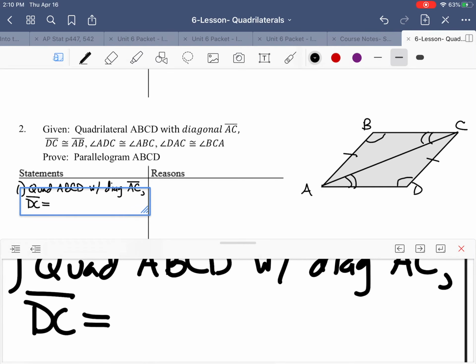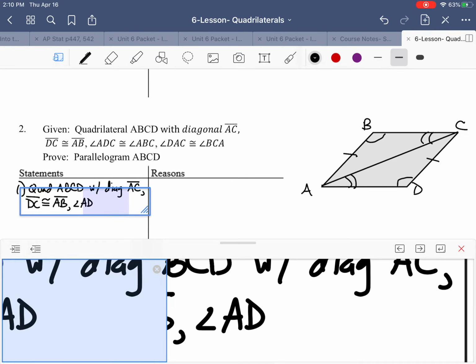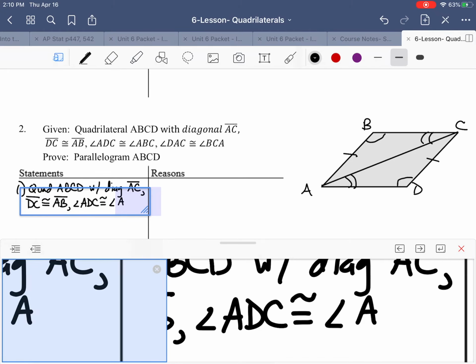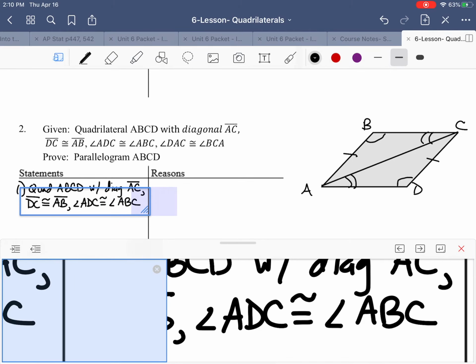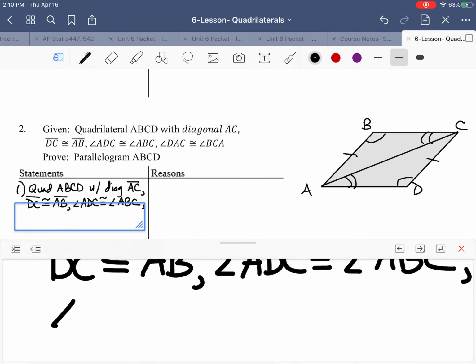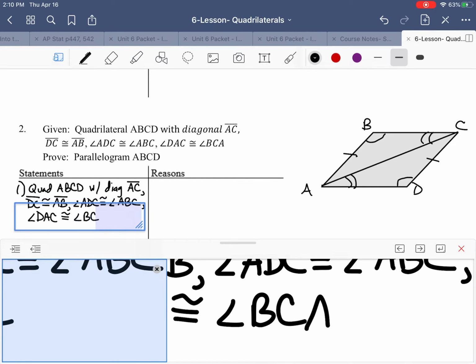DC congruent to AB, angle ADC congruent to angle ABC, angle DAC congruent to angle BCA.